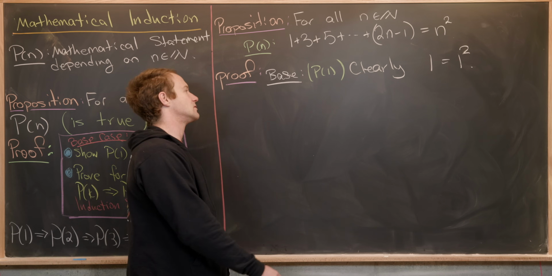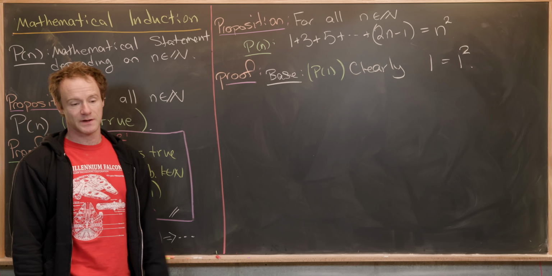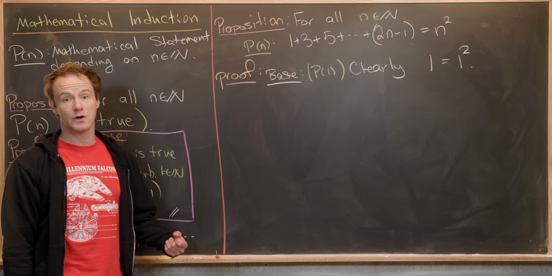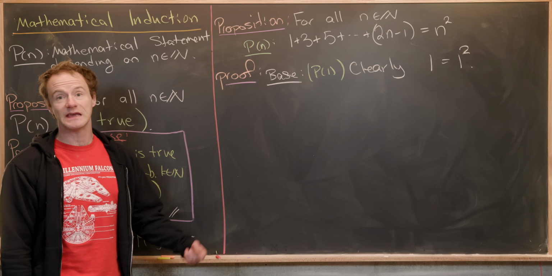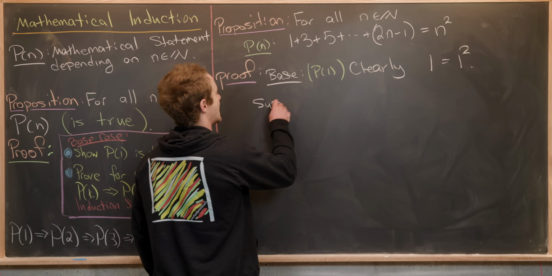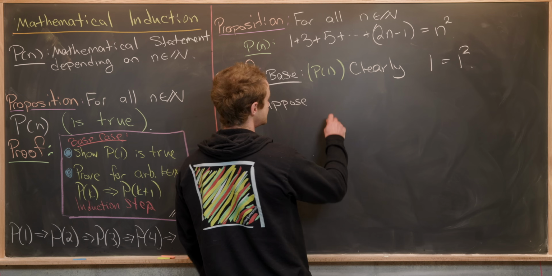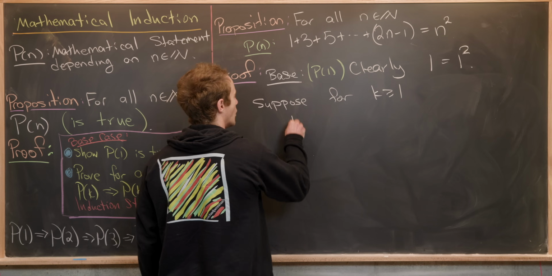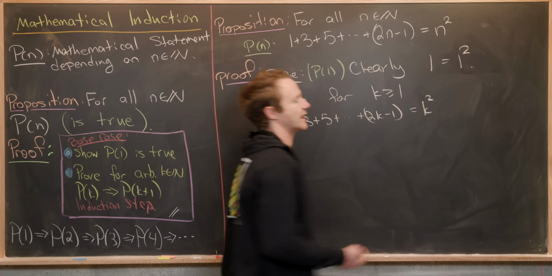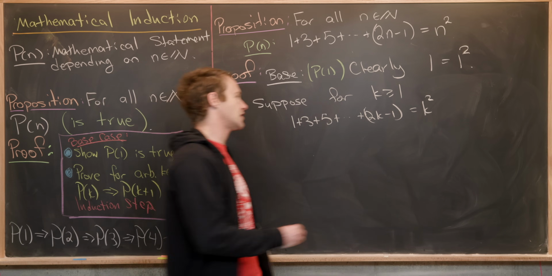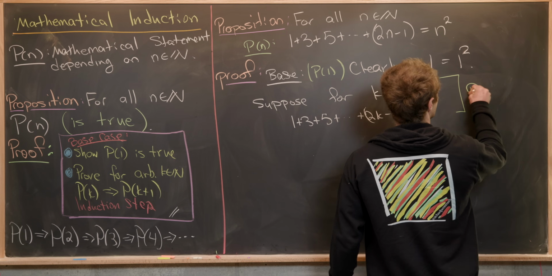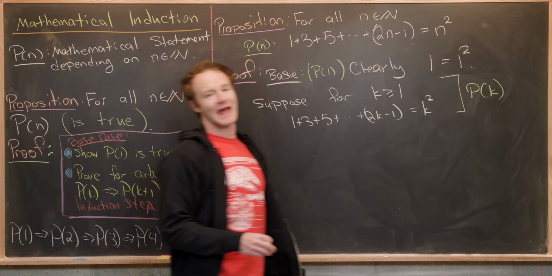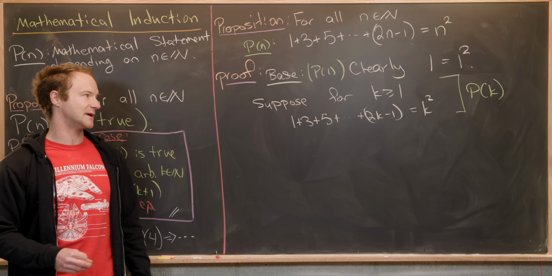Okay, so now let's prove our induction step. That means we want to suppose for some k, Pk is true. So let's do that. Suppose for some k bigger than or equal to 1, 1 plus 3 plus 5, all the way up to 2k minus 1 equals k squared. Okay, so like I said, right here, we are assuming that Pk is true, the kth statement.